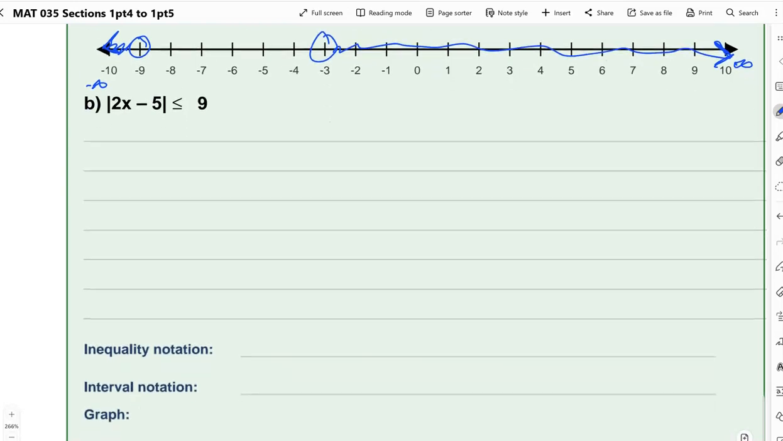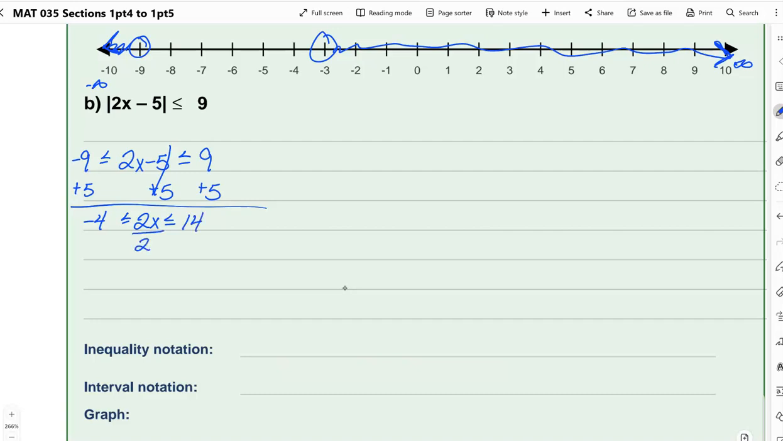That next one, we have absolute value 2x minus 5 is less than or equal to 9. So this is a less than problem, so we're going to create the compound inequality. So we have 2x minus 5 is going to be wedged between positive 9 and -9. So we're going to add 5 to both sides. So I have 2x in the middle, and that's going to be between -4 and 14, and then we're going to divide by 2.